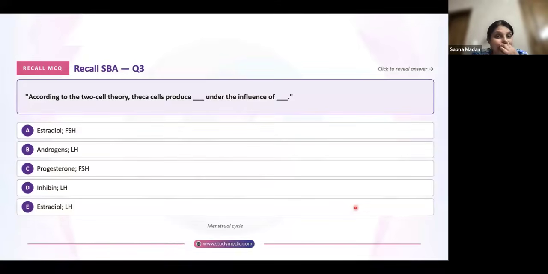According to the two-cell theory, theca cells produce dash under the influence of dash. Is it estradiol and FSH? Is it androgens and LH? Is it progesterone and FSH? Inhibin and LH, or estradiol and LH? According to the two-cell theory, theca cells will produce androgens under the influence of LH.